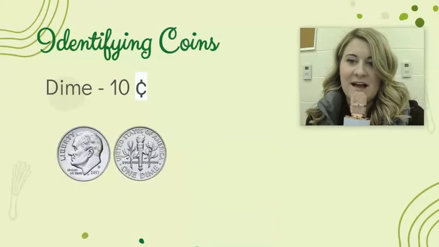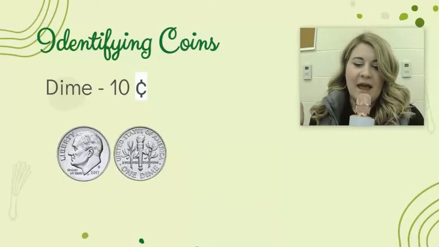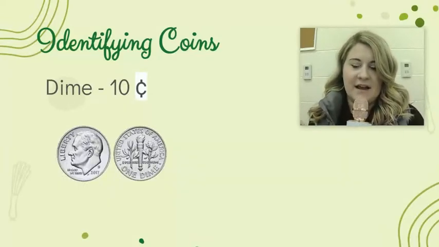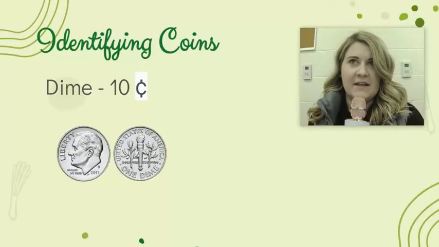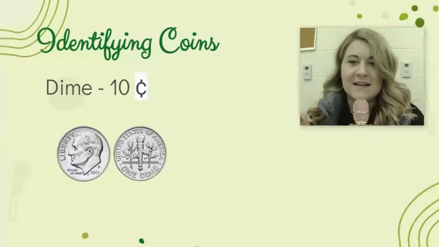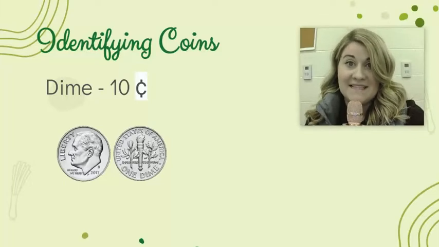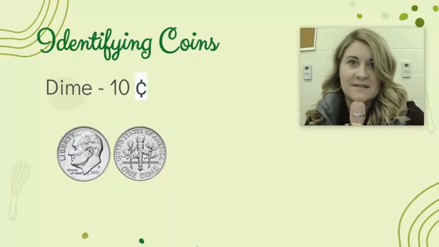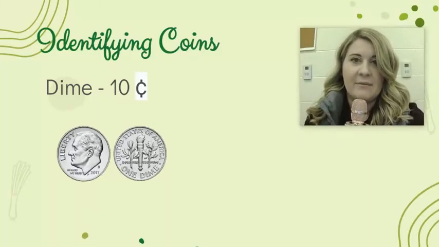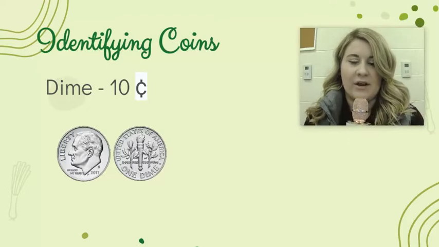Next, we have the dime. The dime has Franklin Roosevelt on it, and I think he was our 32nd president. But yeah, he is facing sideways, and that's his side profile. The dime is worth 10 cents, and it is the smallest silver-looking coin out of all the coins that we are looking at today, okay?